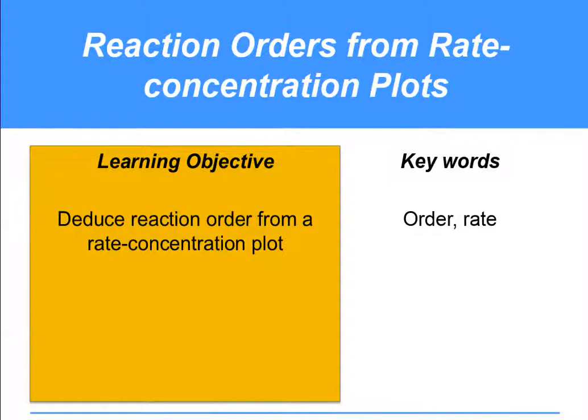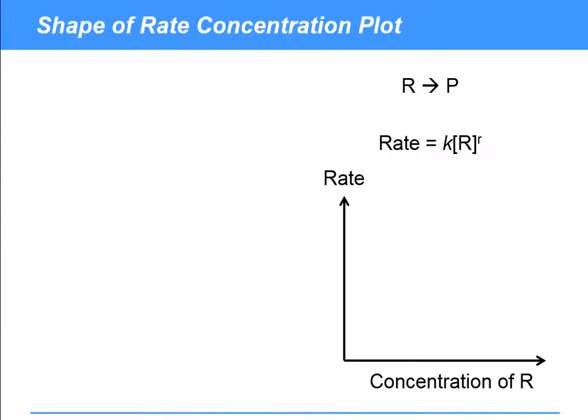The theme of this video is to determine reaction orders from rate concentration plots. So last time we introduced this idea of a rate concentration plot, imagining a simple reaction here, just one reactant forming one product. And the rate equation for that is the rate constant multiplied by the concentration of the reactant raised to a power r, which is the order.